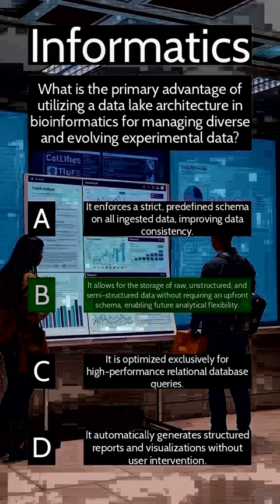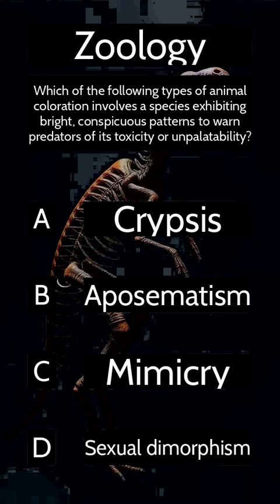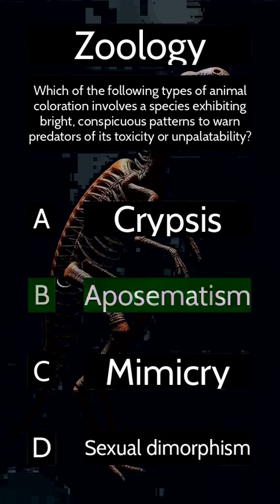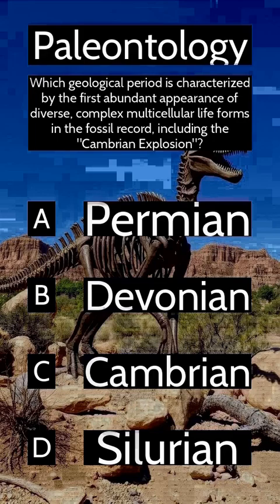analytical flexibility. Which of the following types of animal coloration involves a species exhibiting bright, conspicuous patterns to warn predators of its toxicity or unpalatability? Answer B. Aposematism. Which geological period is characterized by the first abundant appearance of diverse, complex multicellular life forms in the fossil record, including the Cambrian explosion?